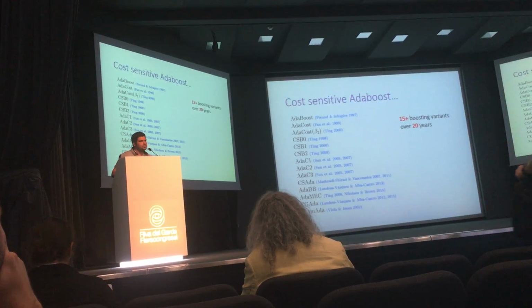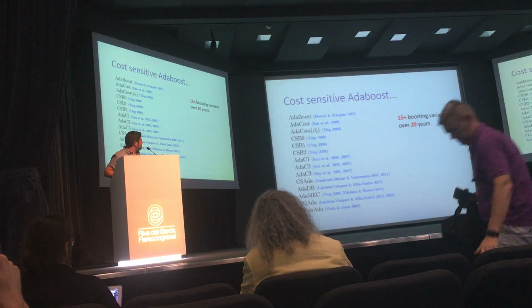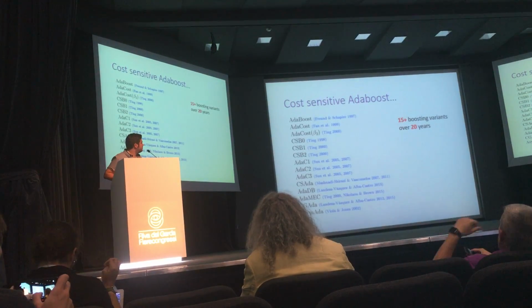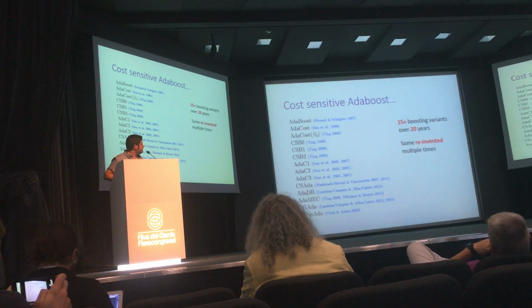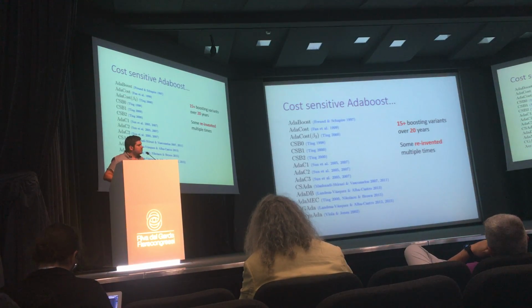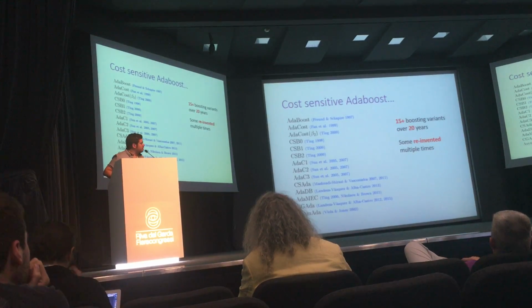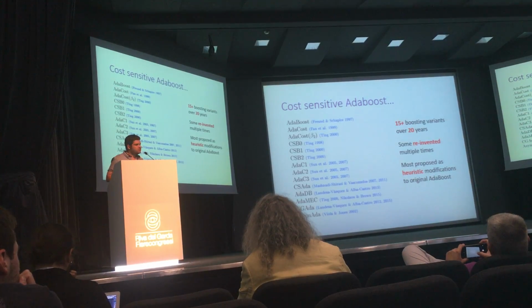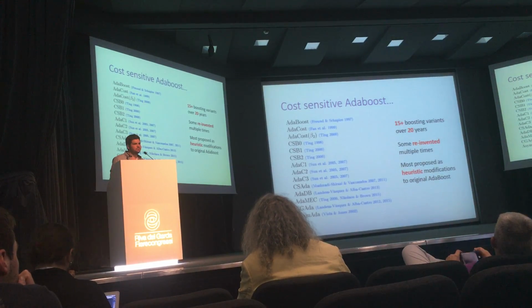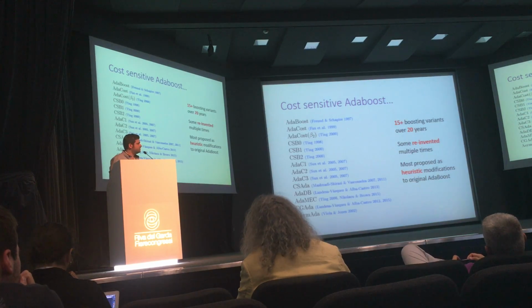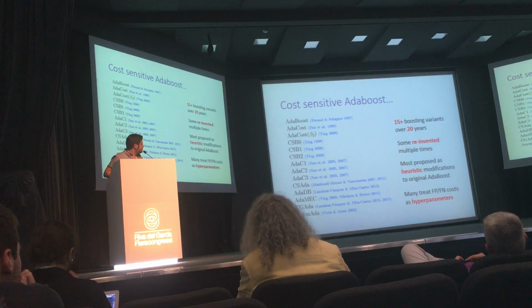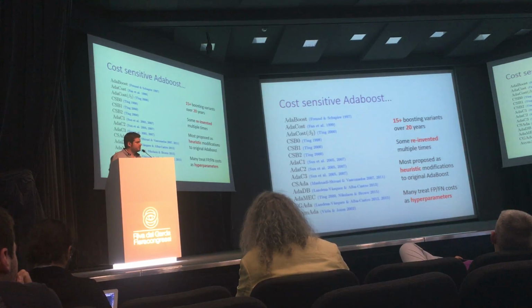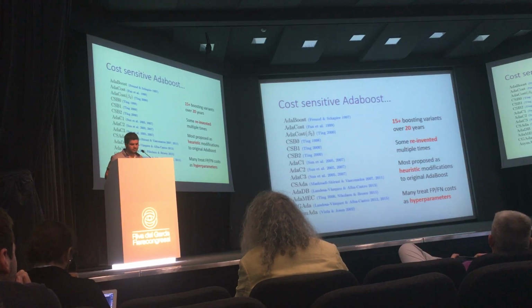We were not the first people to ask this question. In the last 20 years, at least 15 variants of boosting have been proposed that claim to make the algorithm cost-sensitive. The thing is that many algorithms have been invented and reinvented multiple times under different names. Most of them have been proposed as heuristic modifications of one or more of the steps of the original AdaBoost described earlier. And many even treat the costs, which should be known characteristics of the problem, as hyperparameters to be optimized.